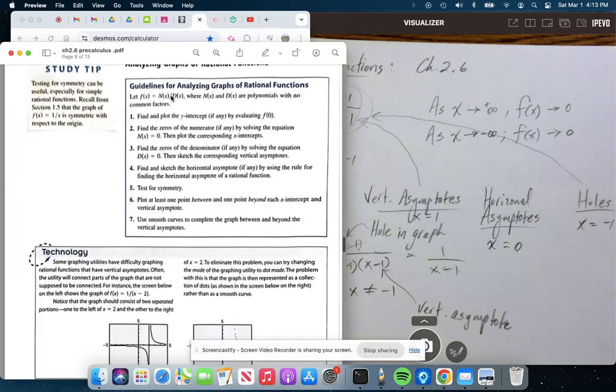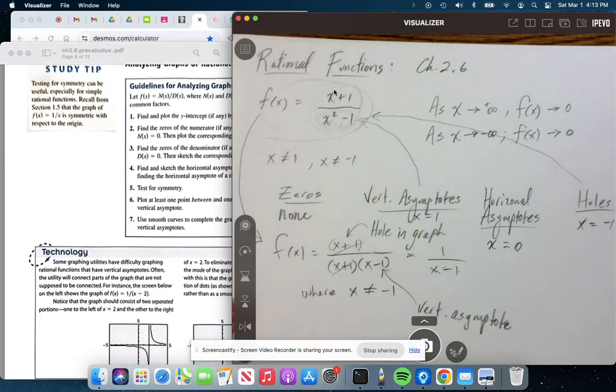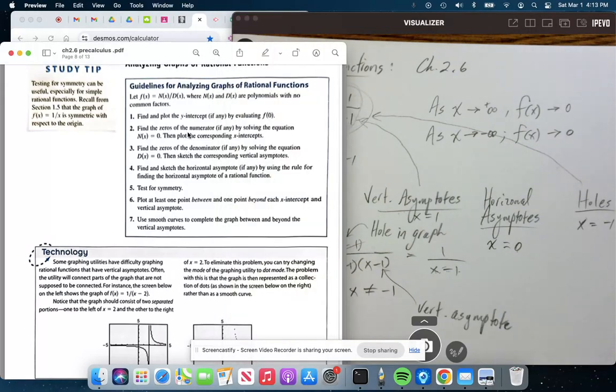And then here's some guidelines for analyzing the graph. So 1, find and plot the y-intercept by plugging 0 in, so that gives you a point on the graph. Find the zeros of the numerator, if any, by solving the equation. That just means set the top polynomial equal to 0 and solve it to get your x-intercepts. Remember, just like in this case, we see that -1 makes the top 0, but that did not result in a 0 of the graph. So it doesn't always give you a 0 of the graph, but most of the time it does.